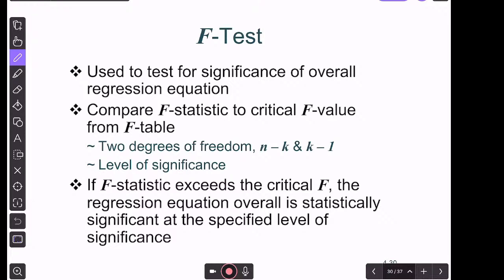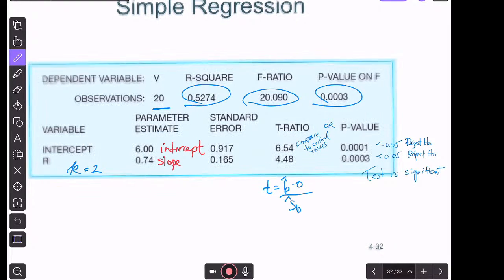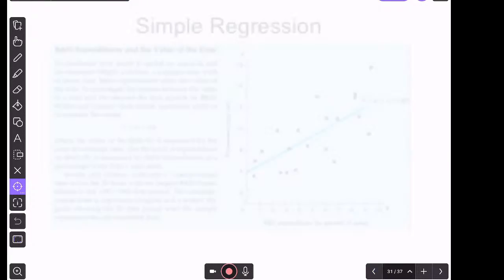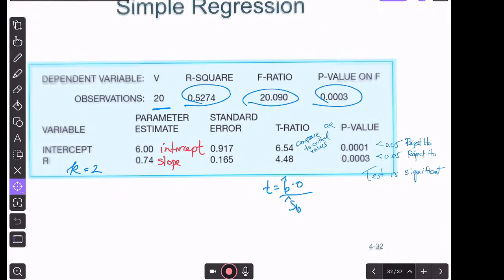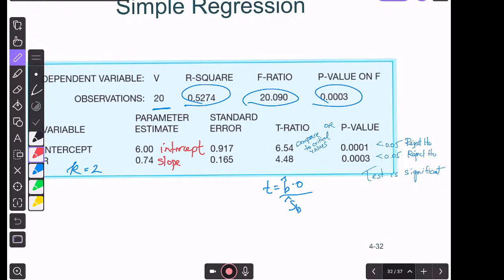Okay, so that's the R square. So let's see, what was the R square? It says 53% of the variation in y is explained by x. That's what it says over here, right? Let's go back. Coefficient of determination measures the fraction of total variation in the dependent variable that is explained by the variation in x. Okay, so that's what it is. So I don't know, is that high? There are some rules of thumb. I think I mentioned to you for simple regression.